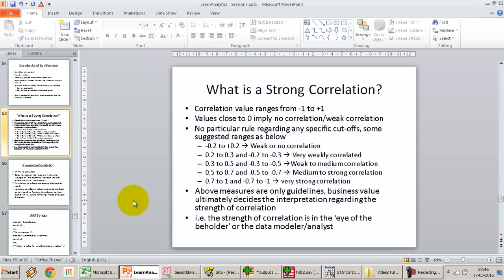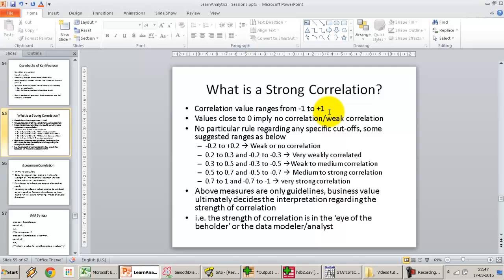Before we do that, one particular discussion which can generate pages and pages and books is what is a weak correlation and what is a strong correlation. We already know that correlation is going to range from -1 to +1 between two continuous variables. Values close to 0 imply no or a very weak correlation. Values close to -1 or +1 imply strong correlation, either direct or inverse. But at what point does it change from weak to medium to strong? There are no particular rules which define any particular cutoffs.